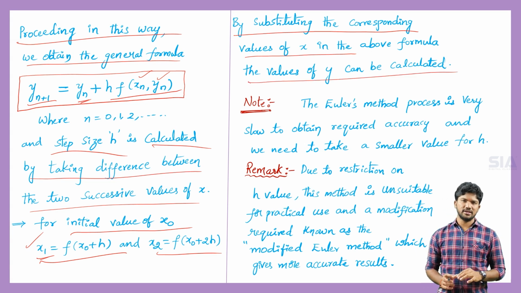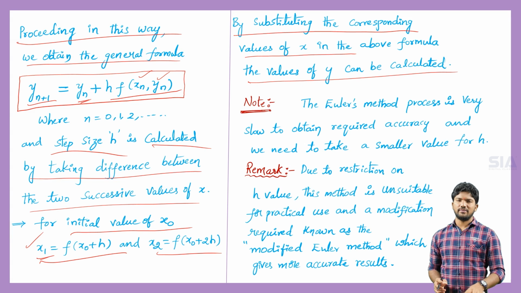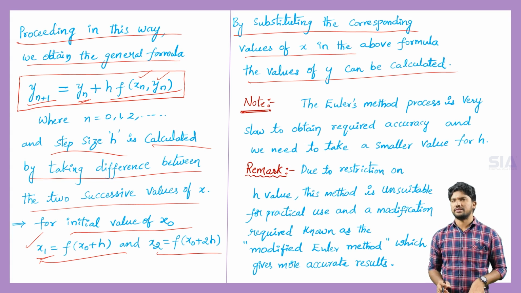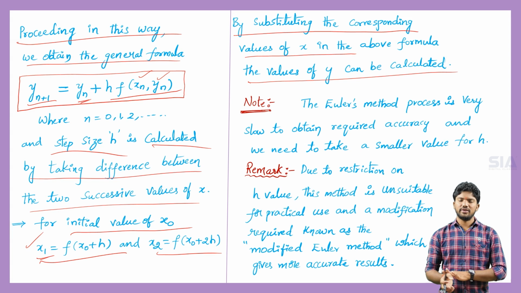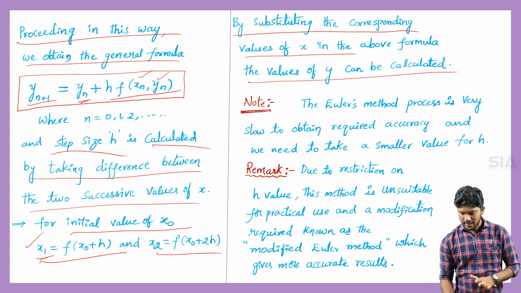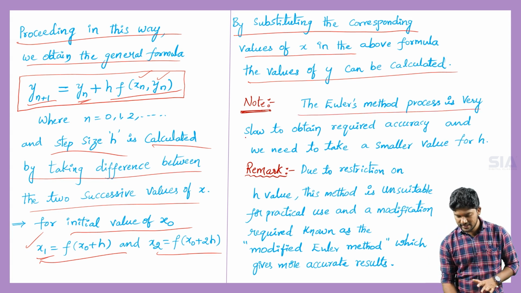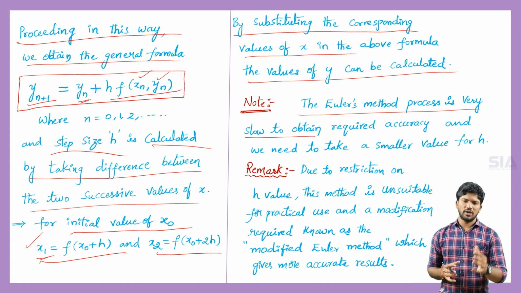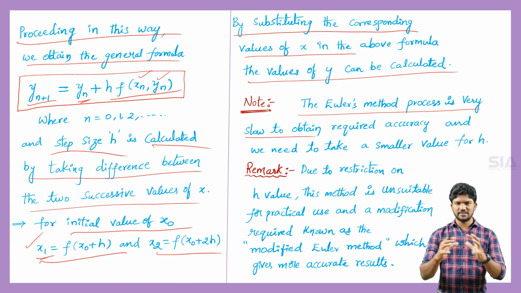Okay, by Euler's method we can calculate the small y value in this format. This is the general procedure for Euler's method. Now here we have one note point. You can see that the Euler's method process is very slow to obtain a required accuracy, and using this method to find any value of the initial value problem will take some time. The process is very slow.